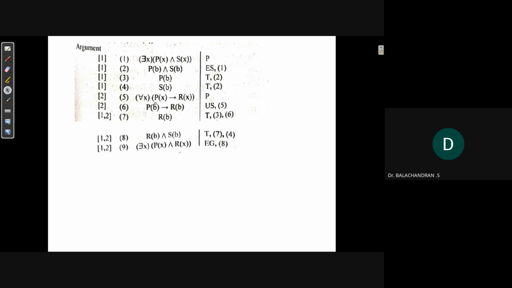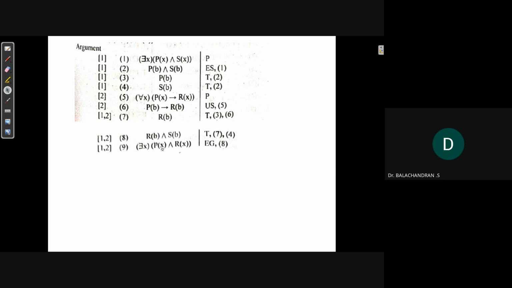You can see here, this one I am getting from every, but R of B I got from where? From 3 and 6, but 3 I got from where? 2. And 2 I got from where? 1. So there exists. That's why 8 I got from a combination of there exists and every. So that's why I put there exists x.